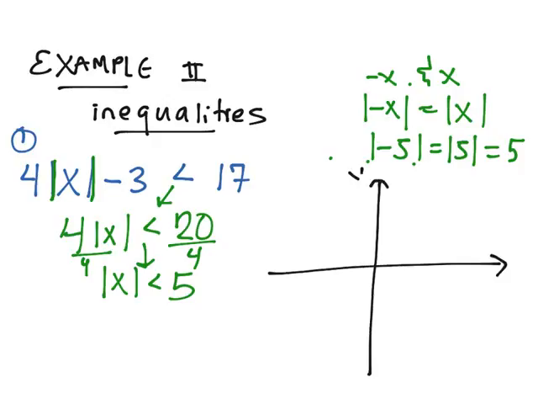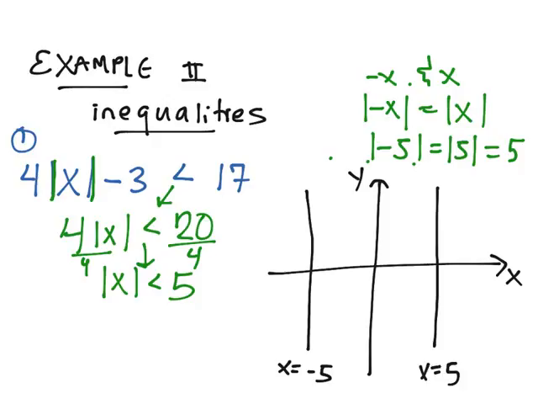So, if we have an xy graph, and this is our x is equal to 5 line, and this is our x is equal to negative 5 line, and remember, when considering absolute value, you have to think about both the positive and negative sides. If the absolute value of x is less than 5, x could be 4, 3, 1.5, 0, negative 1, for example.